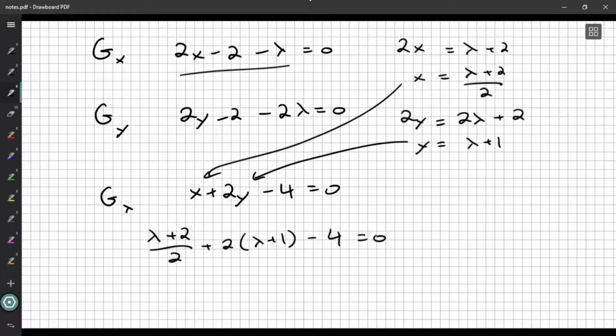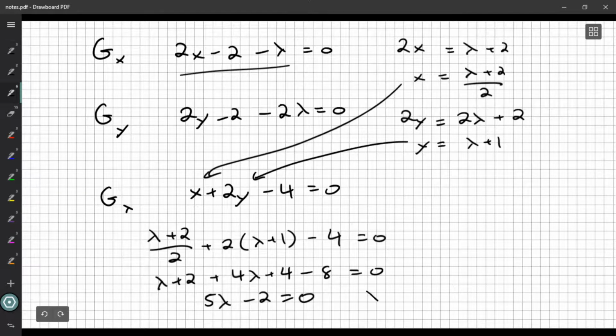I'm going to multiply everything by 2, just to get rid of the fractions. So we'll have 4 times lambda plus 1, so that's 4 lambda plus 4. And then 2 times 4, 8. Okay, 2 plus 4 is 6, minus 8 is negative 2. And we've got 5 lambdas. So 5 lambda minus 2 is 0. We can rearrange and say, oh, lambda is 2/5. Now we don't actually need lambda. Lambda's not going to be part of the critical points we are interested in solving for.